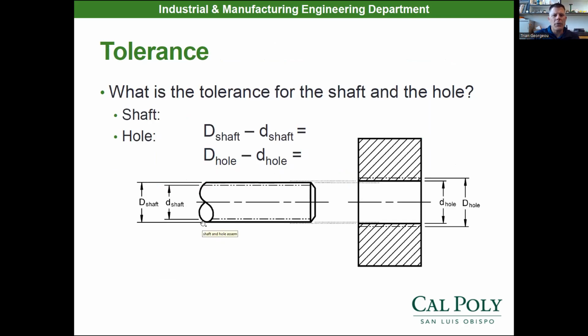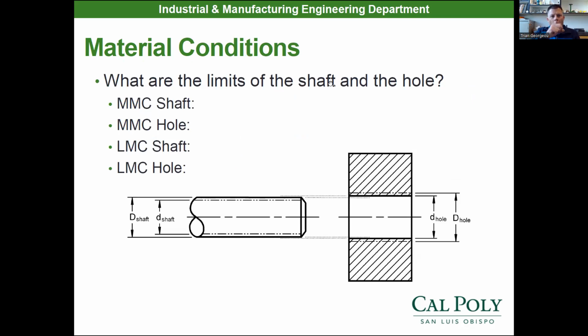So you can also use your material conditions to figure out the tolerance. If I have my maximum material condition minus my least material condition, I can figure out what my actual tolerance is. Now, when we have limits of the shaft and the hole, the maximum material condition of the shaft is the largest size. I mentioned this is just review. The maximum material condition of the hole is the smallest size. The least material condition of the shaft is the smallest size. And then the least material condition of the hole is the largest size. So they're just opposites of each other, whether it's an external feature or an internal feature.